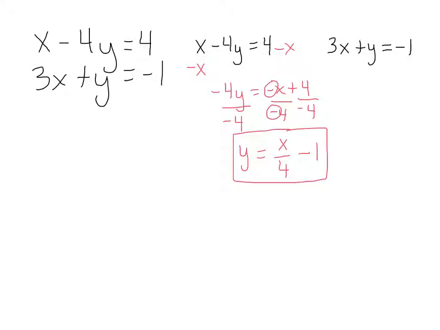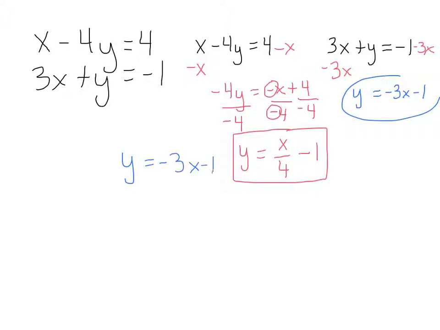On the other equation, I'm going to subtract 3x on both sides. And so I have y equals negative 3x minus 1. And that's that equation. So I'm going to write it right here next to it. y equals negative 3x minus 1. And remember, since we're doing a system of equations, we're trying to find an x and a y that make both equations true.